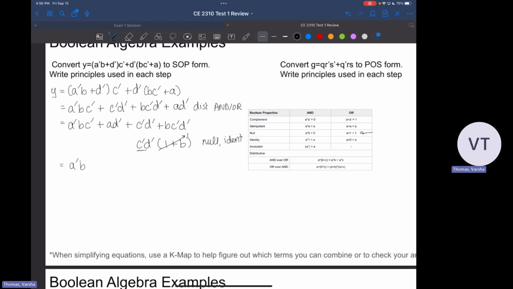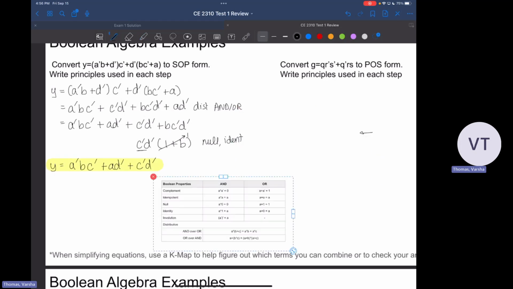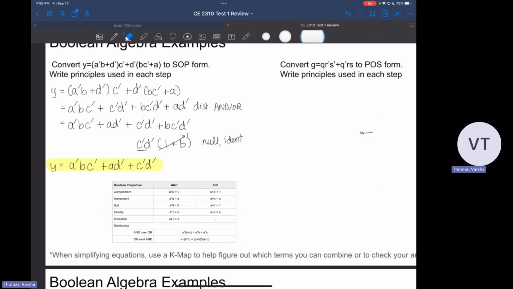So I've got A naught B C naught, A C naught D naught, and C naught D naught. There's nothing that can be done with these terms to simplify them, so we're just going to leave them as is. And then this is your final equation. Y is equal to this. Okay. I'm going to move my table over here. Go ahead and assign properties if you'd like to just recognize which one is which for each equation.